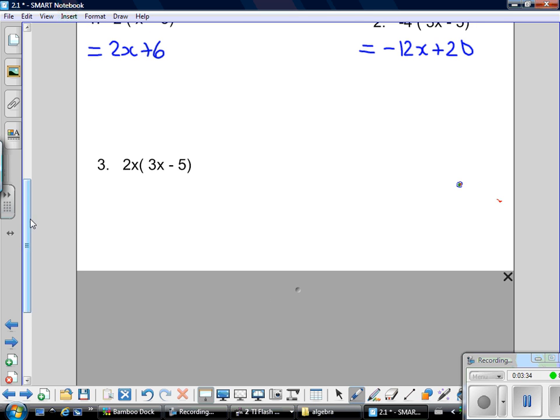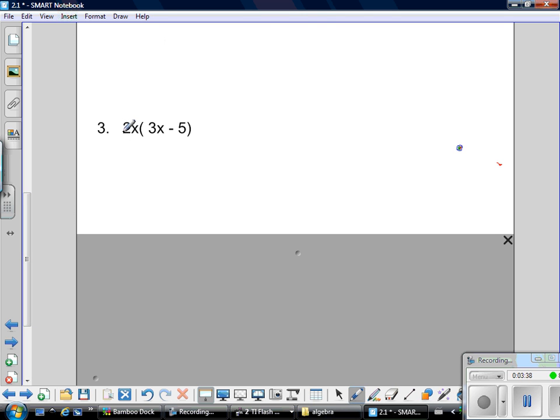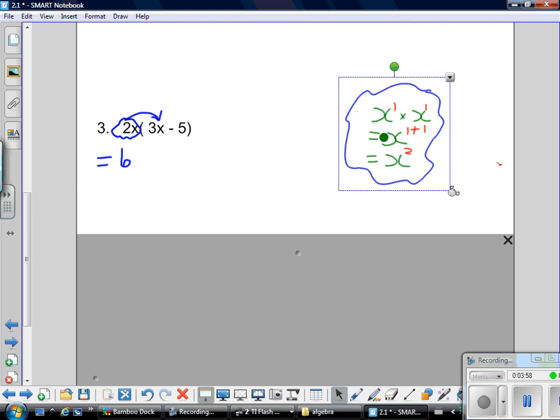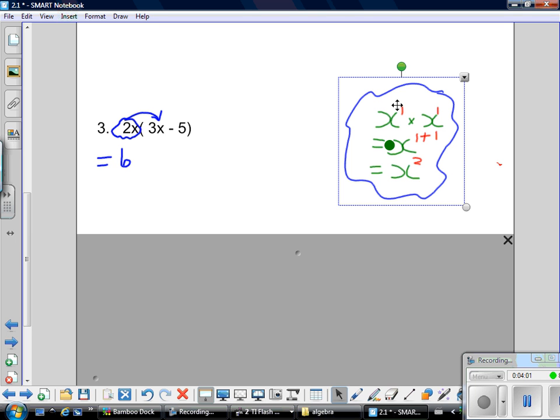Okay, this time I have a 2x being multiplied by everything in the bracket. So I'm going to take that 2x, and it's going to be multiplied by 3x. Well, I know 2 times 3 is 6, but what about an x times an x? Well, an x times an x is based on exponent laws. Both of them are to the power of 1, so I have an x to the power of 1 times an x to the power of 1. Bases are the same. What do I do to the exponents? I add them. So really, x times x is x squared.